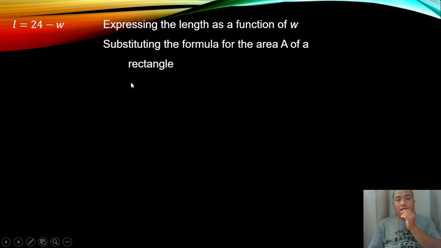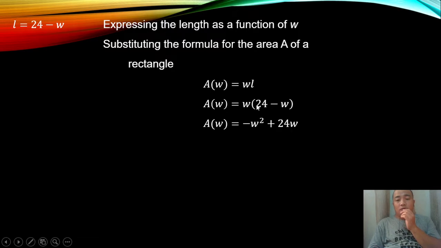Then substituting the formula for the area of a rectangle, A of W equals WL. This is the formula in finding the area of a rectangle. Let us now substitute L by 24 minus W. So we have A of W equals W times 24 minus W. So this is 24W minus W squared, or negative W squared plus 24W.